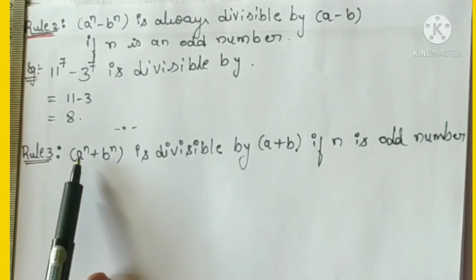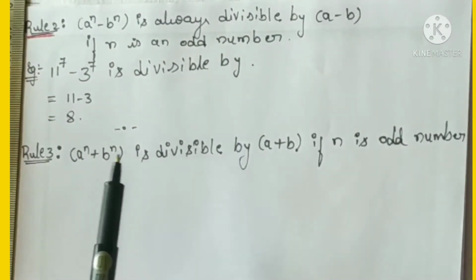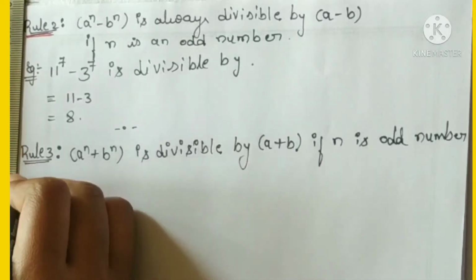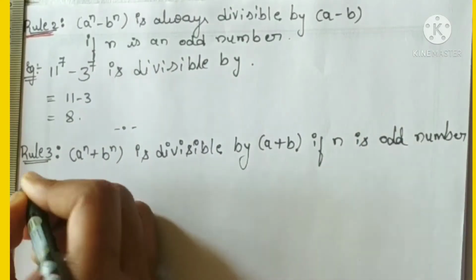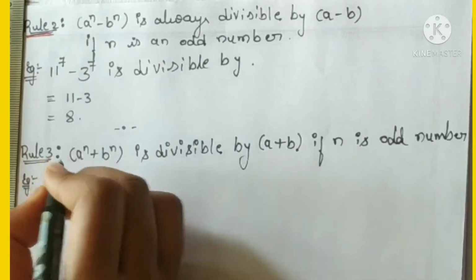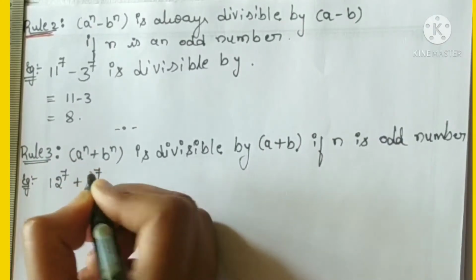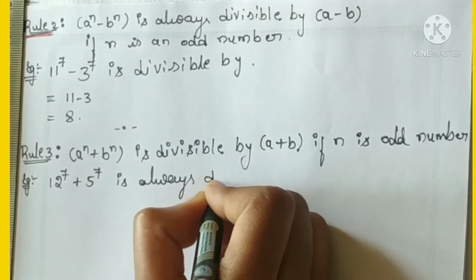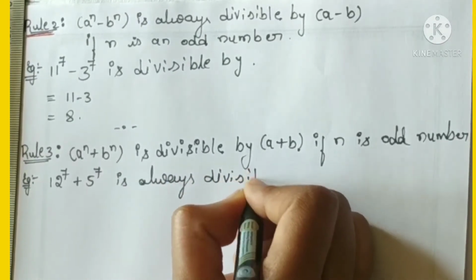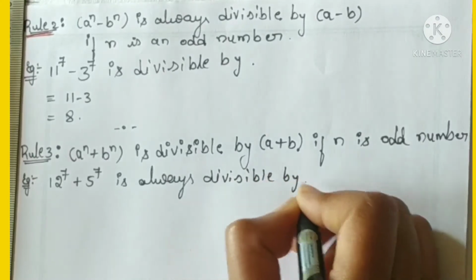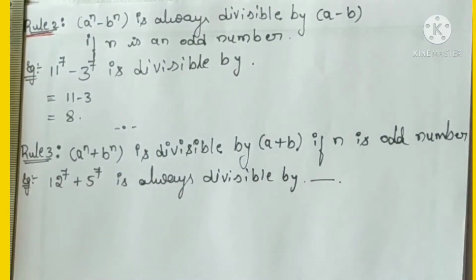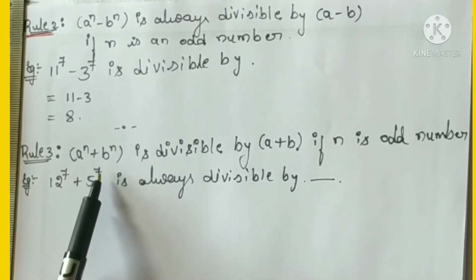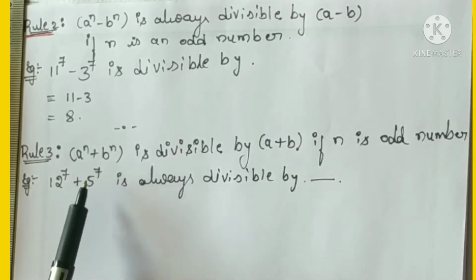Rule number 3: a to the power of n plus b to the power of n is divisible by a plus b if n is an odd number. For example, 12 to the power of 7 plus 5 to the power of 7 is always divisible by dash. To find out, this is of the form a to the power of n plus b to the power of n, where n is odd, that is 7 is an odd number.